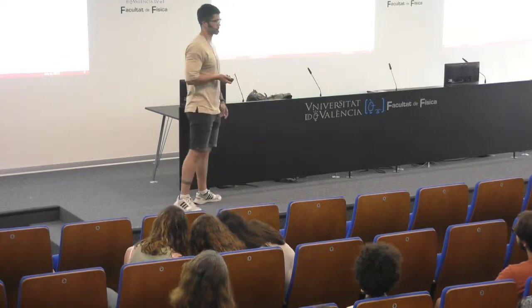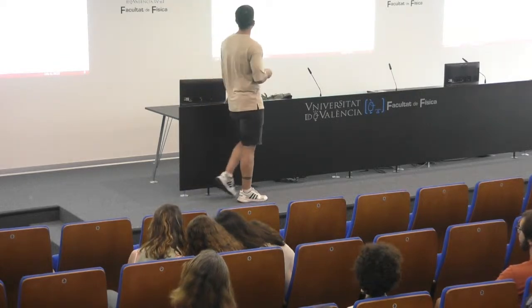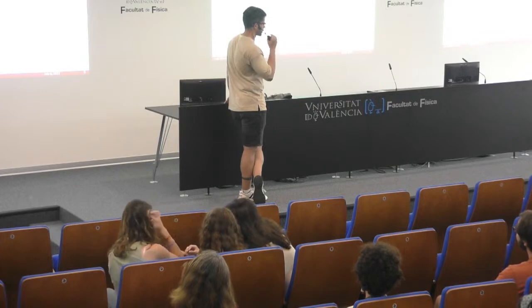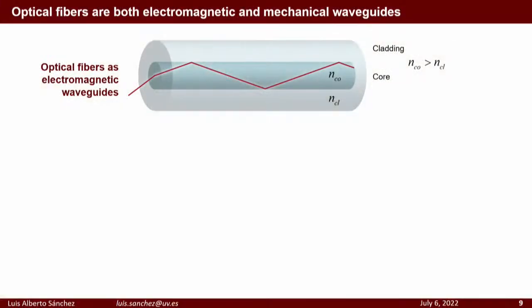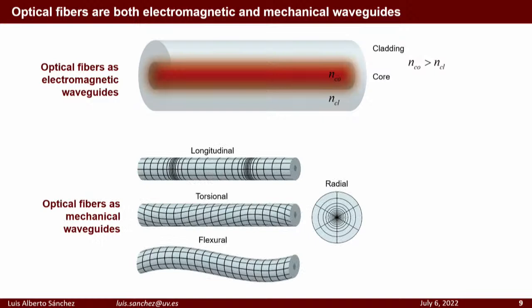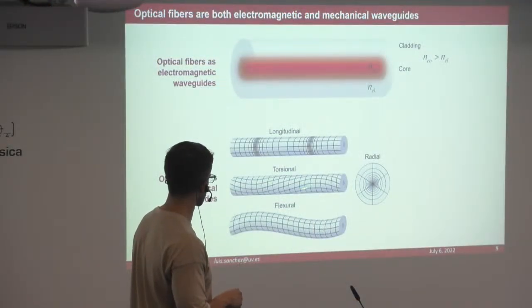So how do optical fibers guide light? Through the phenomenon of total internal reflection. When you have a medium that has a slightly higher index than the outer medium, light can be totally reflected inside this medium, and then you can guide light. But optical fibers are also mechanical waveguides because of their shape, the geometry. So we can also have this kind of waves in optical fiber: longitudinal, torsional, flexural.